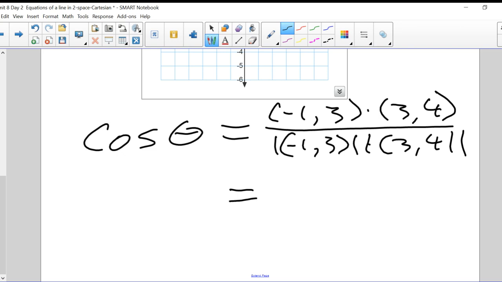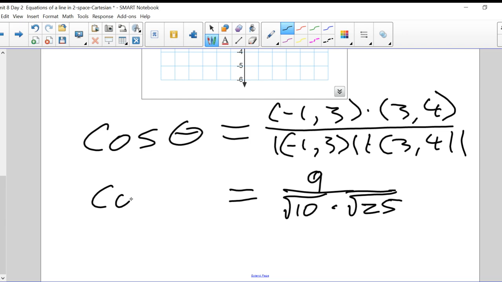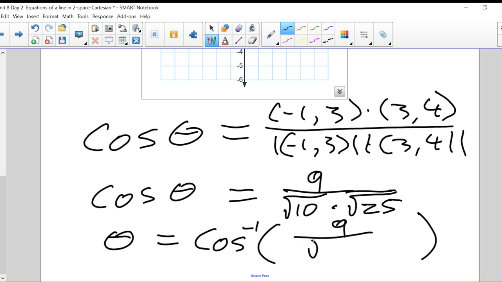So that's -3 plus 12, which is 9. I'm going to say that's 9. Please correct me if I made a mistake. Then the magnitude of the vectors is the square root of 9 plus 1, which is 10, times the square root of 25. So theta is equal to cosine to the -1 of 9 over the square root of 250. I just multiplied the two things on the bottom, because when multiplying two square roots, I can multiply the radicands, the numbers under the square root.